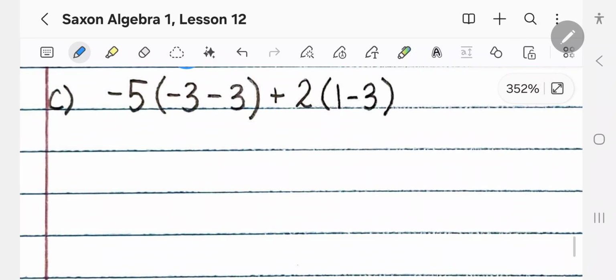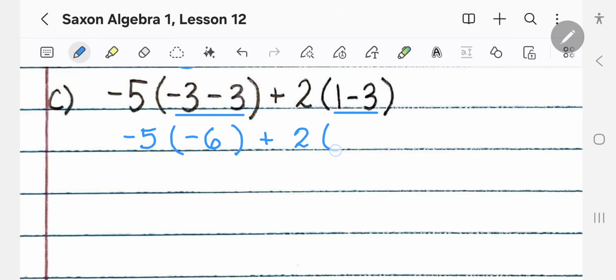C. Symbols of inclusion here and here. Copy down everything else that's left. Leave the parentheses because there's a multiplication indicated. -3 minus 3 would be -6 plus 2 indicated multiplication here, so leave the parentheses. 1 minus 3 is -2.